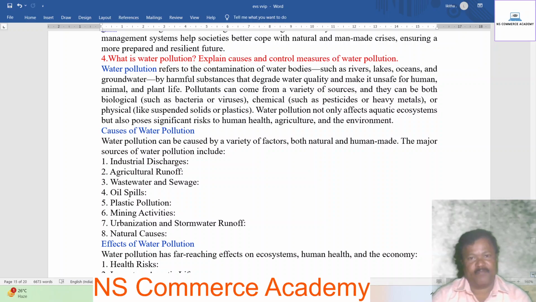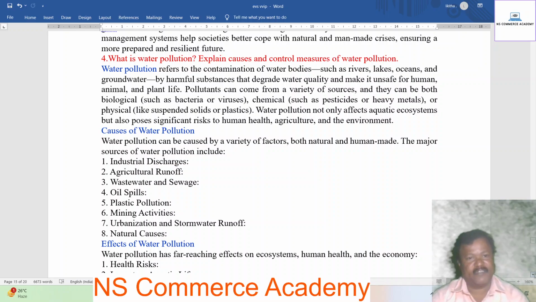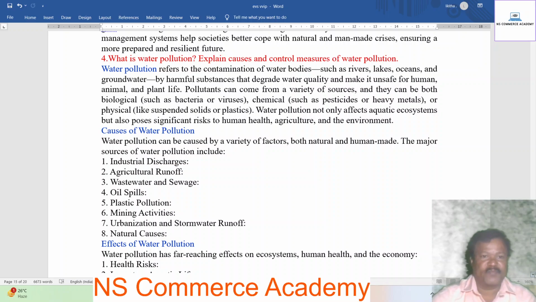Pollutants can come from a variety of sources and they can be biological, such as bacteria and viruses, chemicals such as pesticides and heavy metals, or physical like suspended solids or plastic. Water pollutants not only affect aquatic ecosystems but also pose significant risk to human health, agriculture, and the environment. Causes of water pollution. Water pollution can be caused by a variety of factors, both natural and human-made.